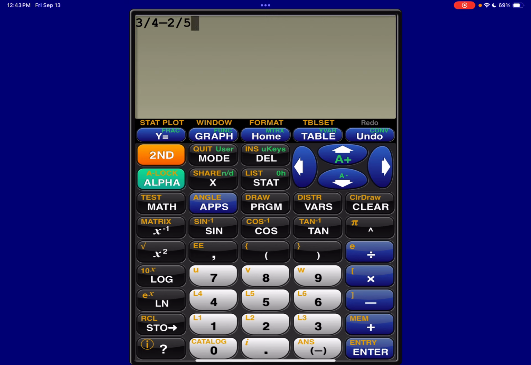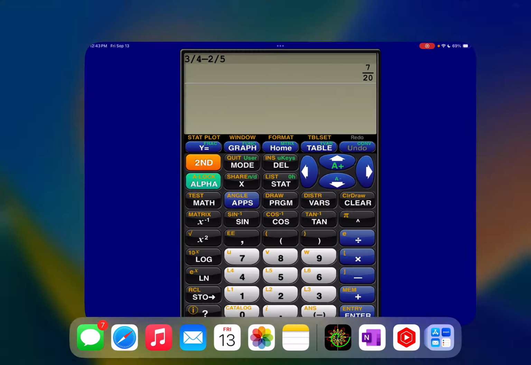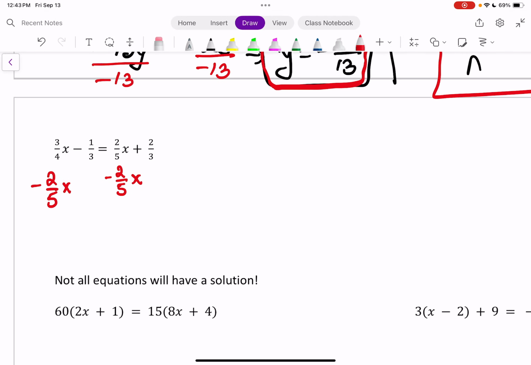I had 3/4 x minus 2/5 x. Well, there it is. Press enter. 7/20. Done. You do not need to try and come up with common denominators, do things like that, you have a calculator. That's it. And 2/5 x minus 2/5 x is no x at all.